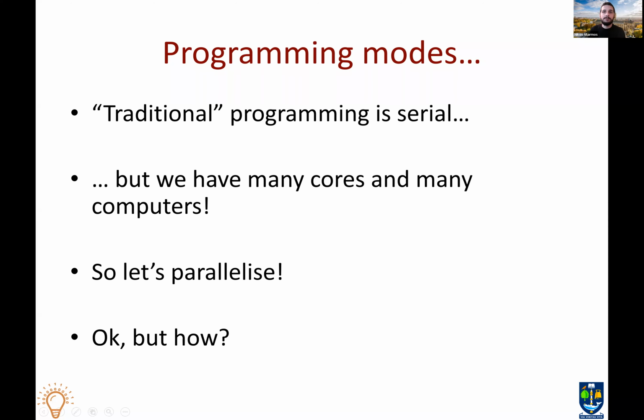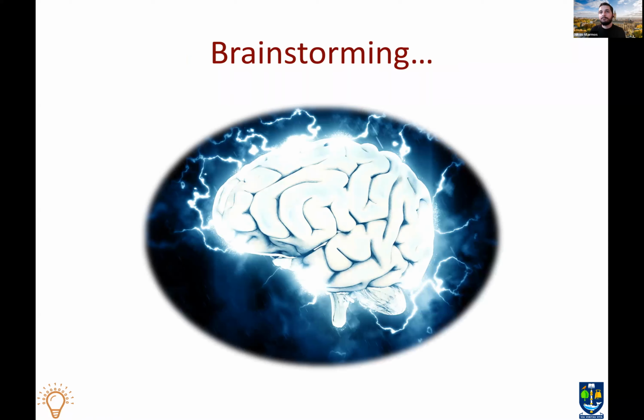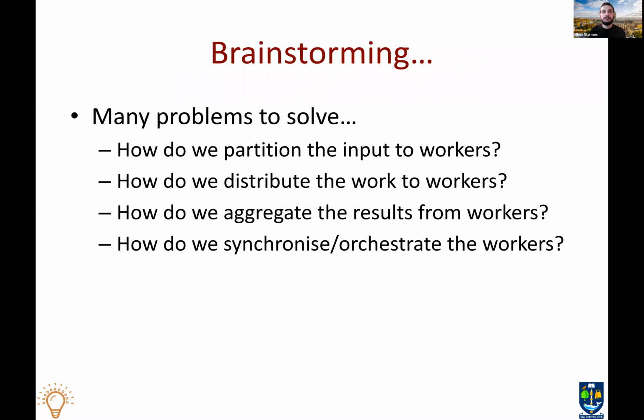But that said, there are many questions to be answered. Right? How do we do it? So it's time for some brainstorming here, because there are many problems to solve. Whenever we want to parallelize the processing of anything, the way to do it is we take that something, that anything, and we partition it to workers. So how do we partition the input to workers? What are the partitioning criteria? And who decides how to partition? That's the first question.